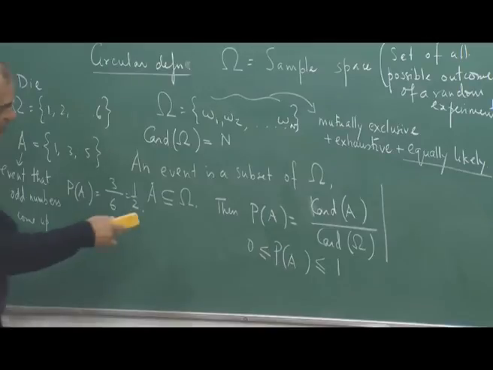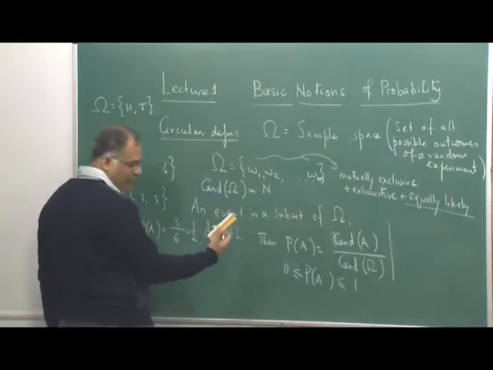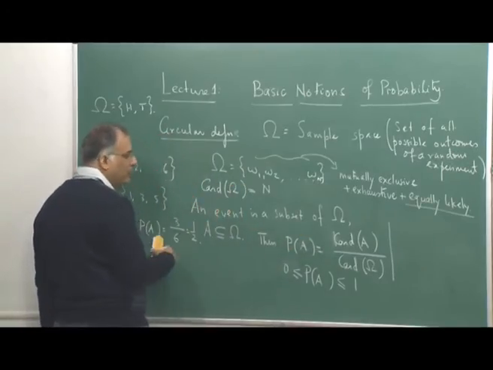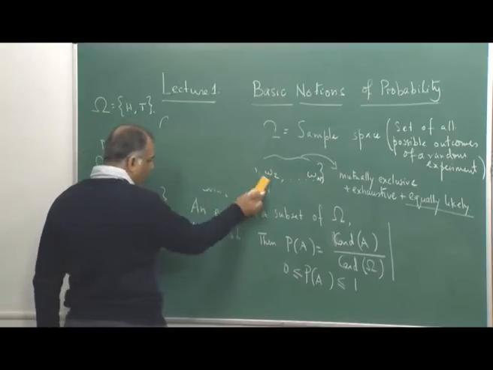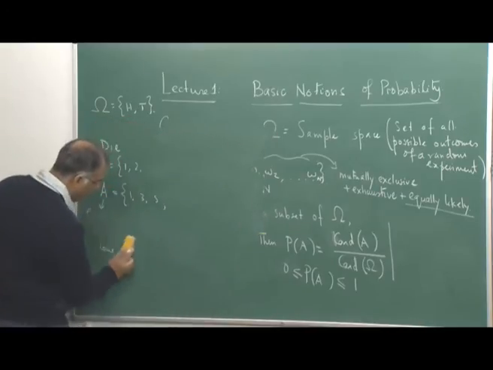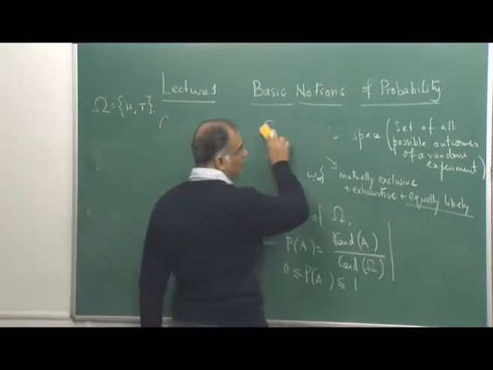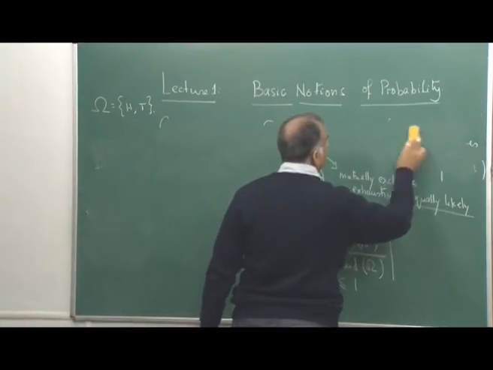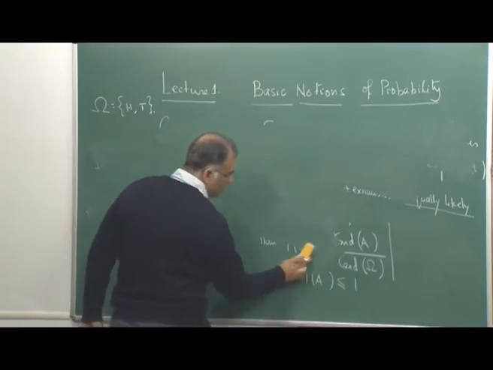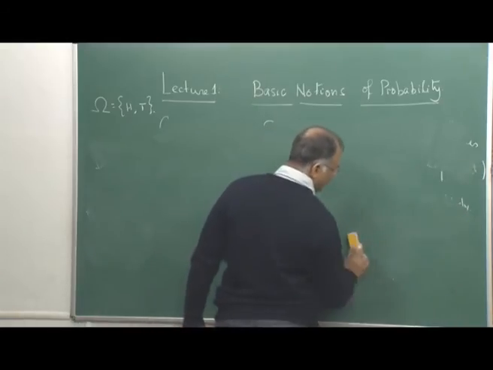So taking the clue from this rough or crude definition, we can now formulate what are known in the literature, or known to probabilists, as the Kolmogorov axioms. Okay, we should have put it that side, but it does not matter. So I will just write down the axioms.